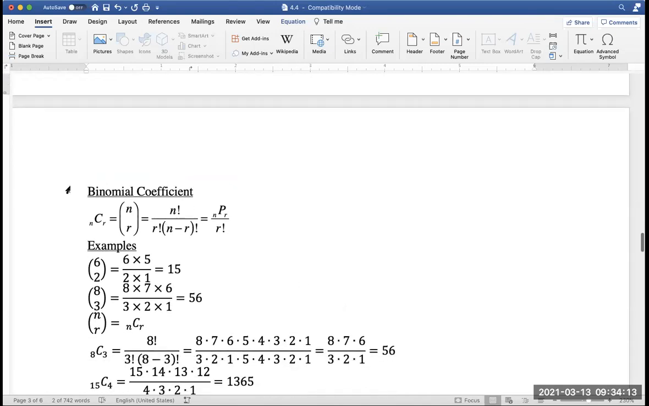The binomial coefficient, NCR, in this notation is n factorial over r factorial times n minus r factorial. So to figure out 6C2, you would start with a 6, because there's a 6 here, and keep multiplying out until you've multiplied out two numbers. So 6 times 5 over 2 factorial. So 30 divided by 2 is 15.